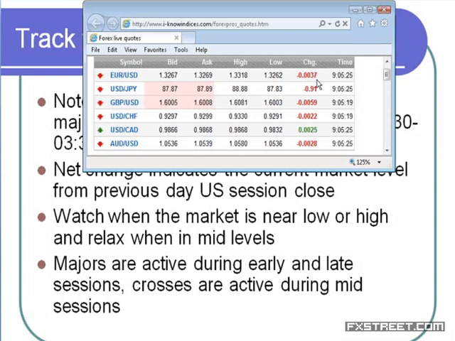So now Euro is 37 pips negative net change. That is why it is shown in red. That means from yesterday's US session close, it has dropped about 37 pips. USD Yen, from yesterday's close, has dropped about 91 pips. So now you are able to see, relating to the previous day, how the respective currencies are performing today. And if you see, excepting Canadian dollar, all the other currencies are showing negative net change.